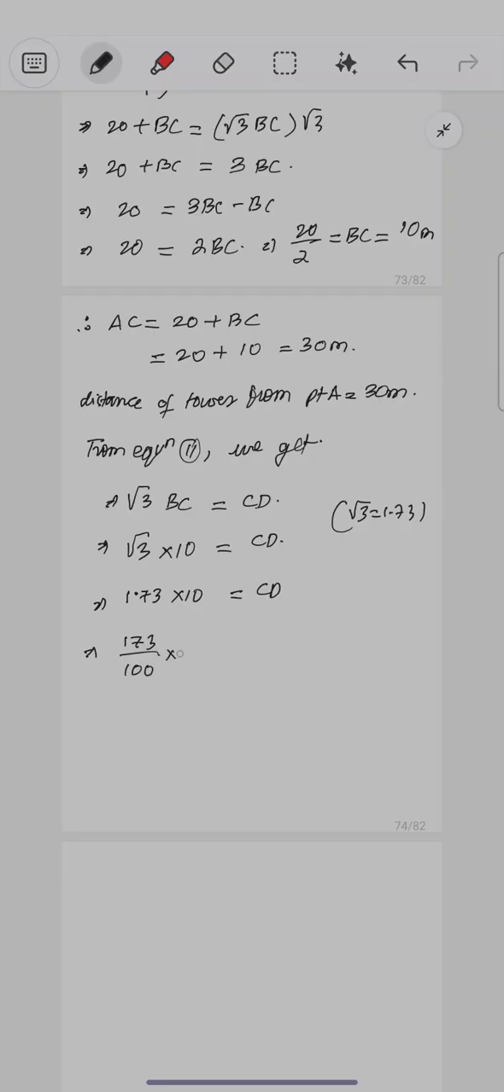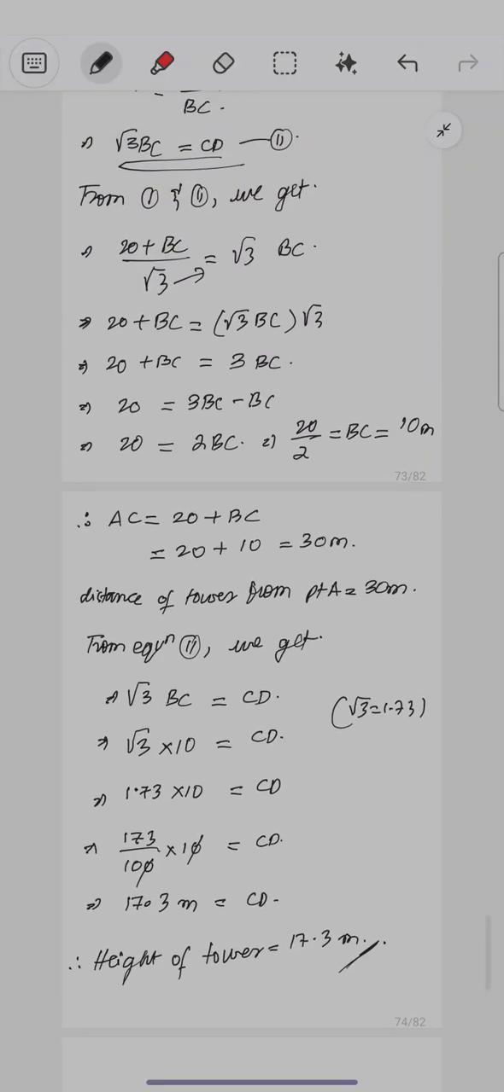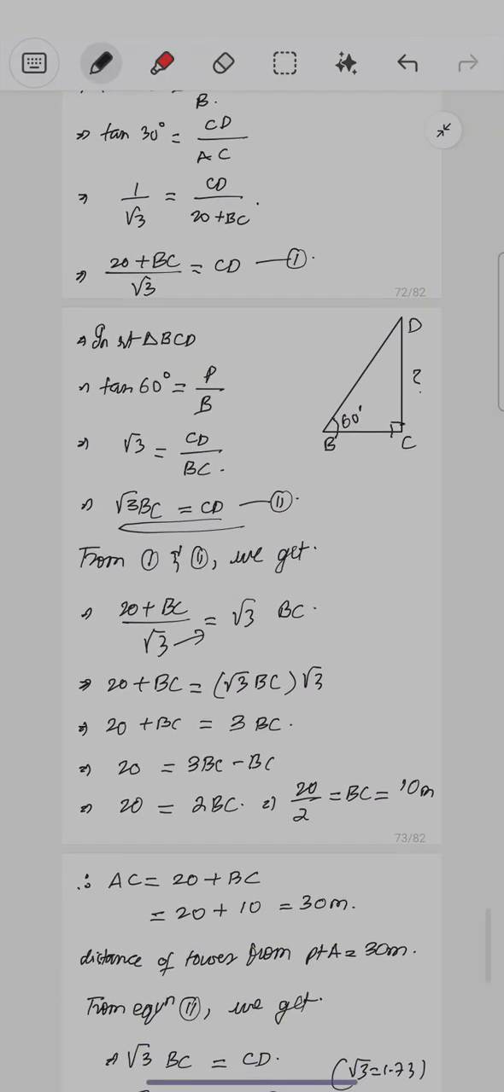So the answer will be 17.3 meter, which is equal to CD. Therefore, height of tower equals 17.3 meter.